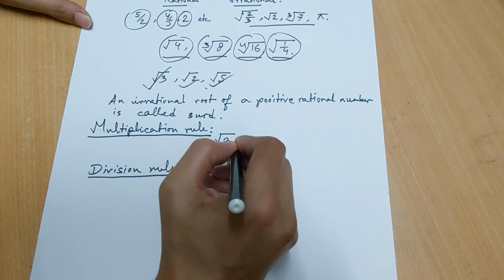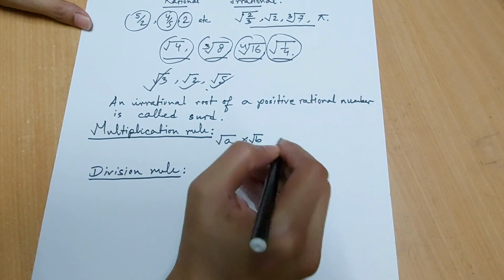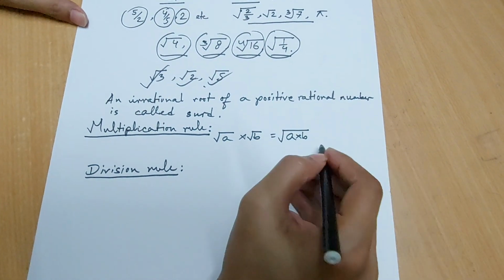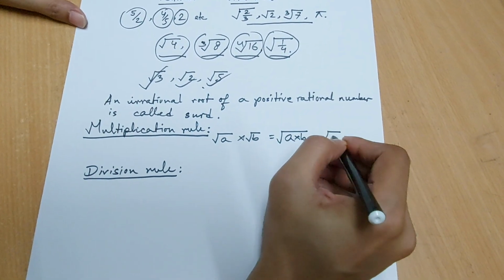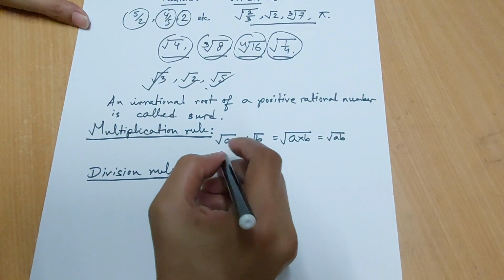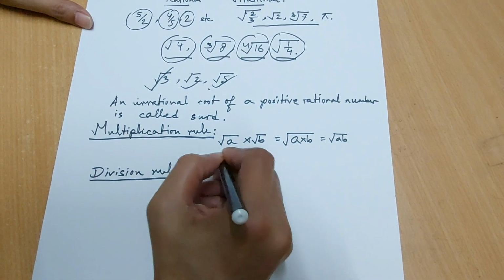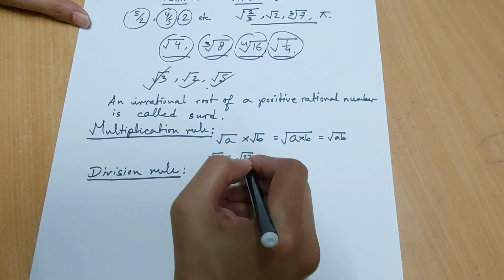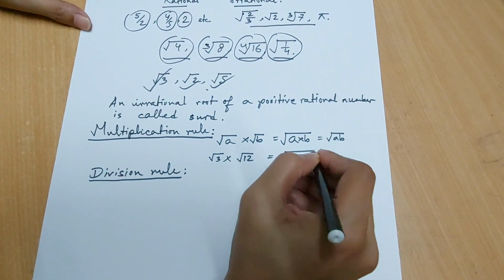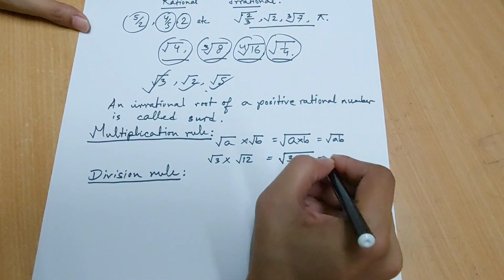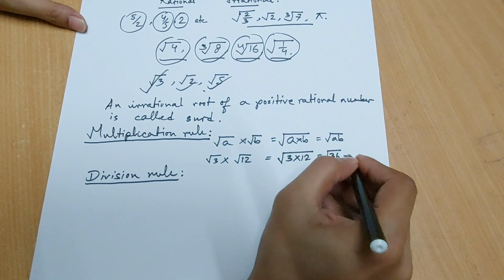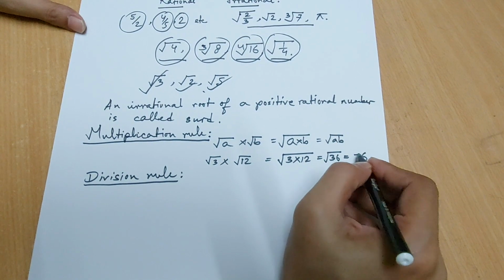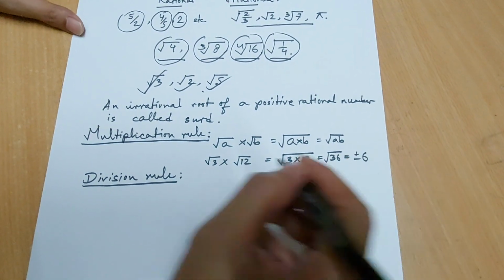root a into root b equals root over a into b, then root over ab. For example, root 3 into root 12 equals root 3 into 12 equals root over 36 equals 6, positive negative 6.